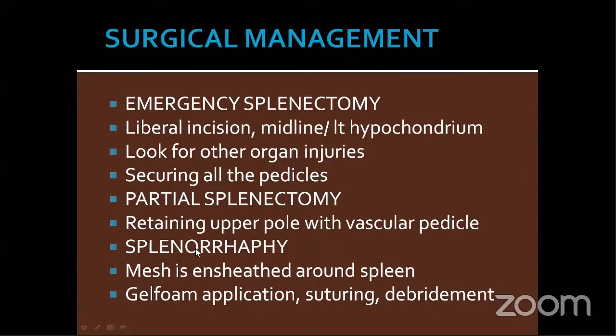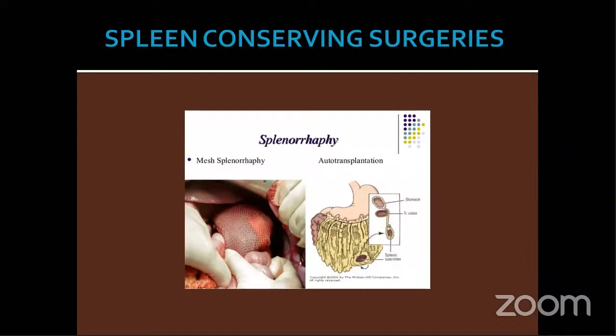That is partial splenectomy or splenorrhaphy. Whereas if you have to remove the spleen, in case of a shattered spleen, you have to go ahead with the complete splenectomy. So this is a picture of mesh splenorrhaphy. The mesh is placed, it's ensheathed. The spleen is completely wrapped with the mesh, except at the pedicle, so that you are trying to preserve the spleen.